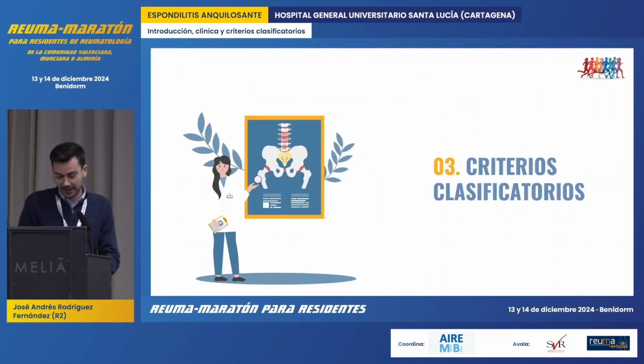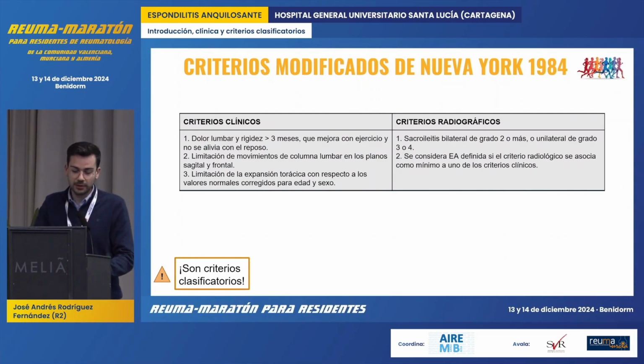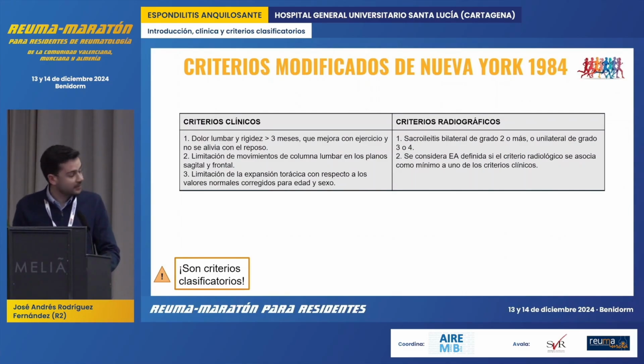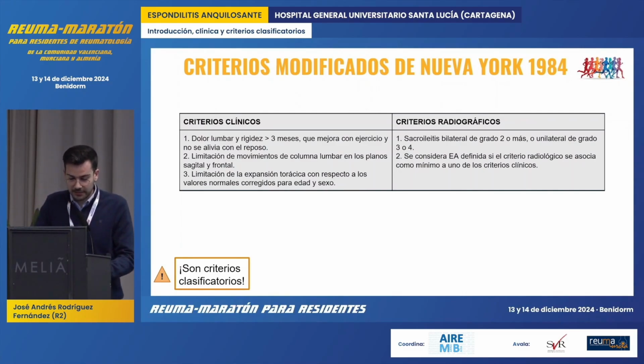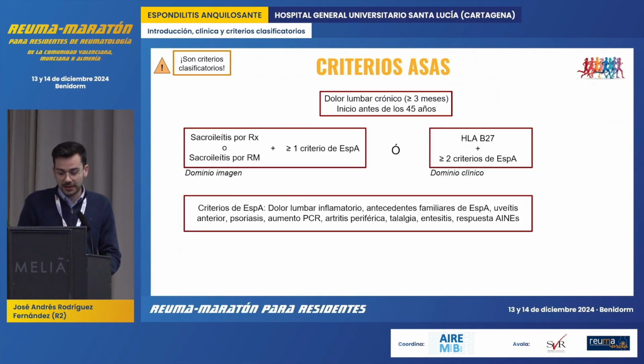Finally, we move on to the classification criteria, and ankylosing spondylitis was previously classified using the modified New York criteria, which are described here, and these primarily emphasize the value of radiographic sacroiliitis. This delayed diagnosis by around 8 years, and with the emergence of more sensitive tests, such as MRI and the identification of HLA-B27, the need arose to create new criteria, which became the ASAS criteria.